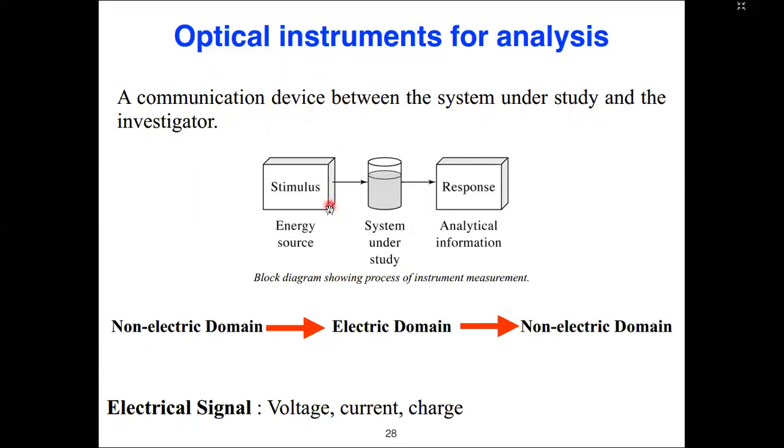So what happens in the instrument? There is a source of energy, like I have shown in an earlier slide for absorption and emission. There is the source of energy, and then you have this system under study. The system under study in our case is atoms. The atoms are in gaseous states. Then you have a detector to detect the electromagnetic radiation. That will be considered as a response. The response we get. This is how the instrument flows.